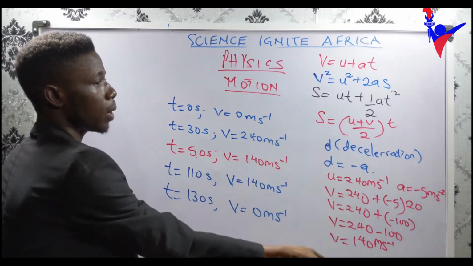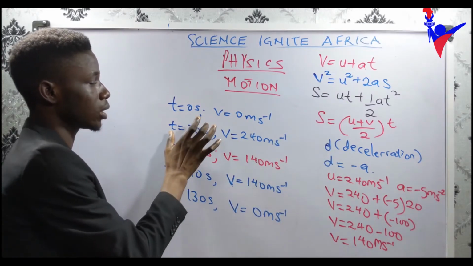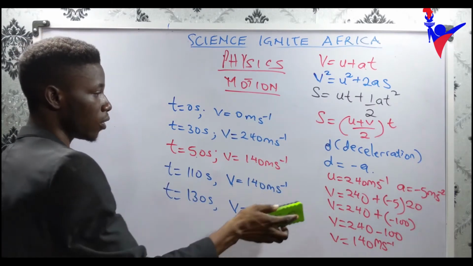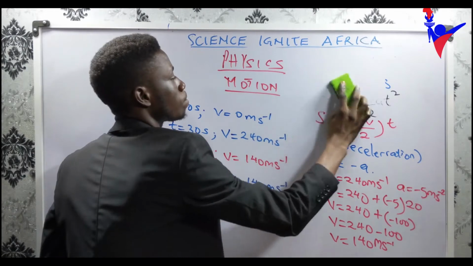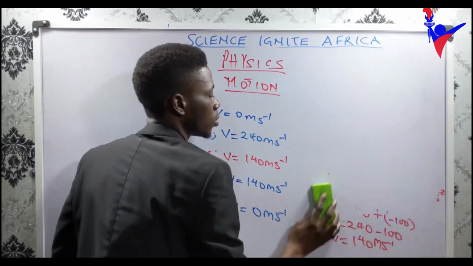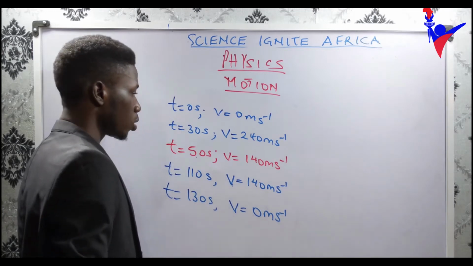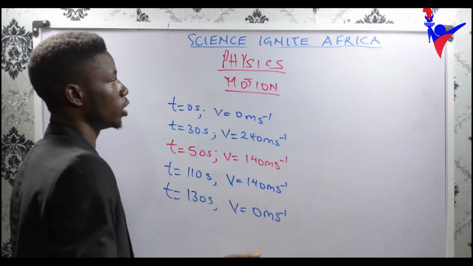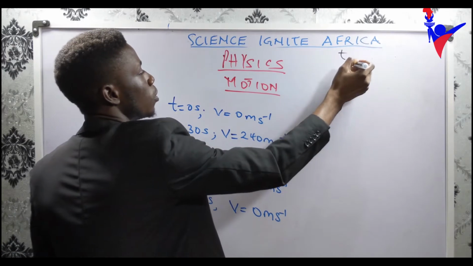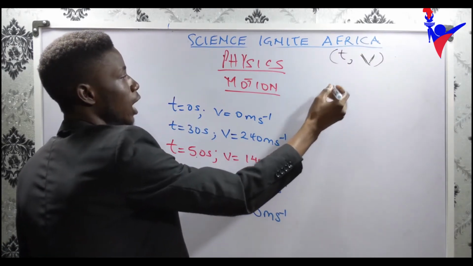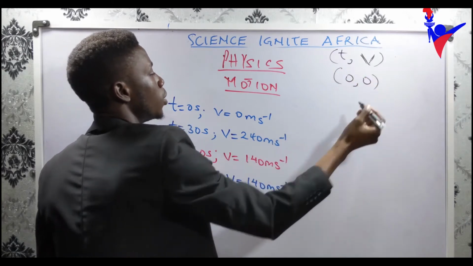I will rub this part of the board off so that I can write these things there as a form of coordinates, and I will use this place to plot my velocity time graph. So for the first stage of the journey, permit me to write it in this form, t, v. For the first stage, I have 0, 0.